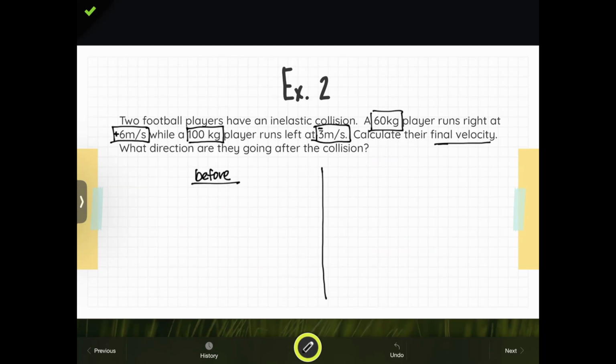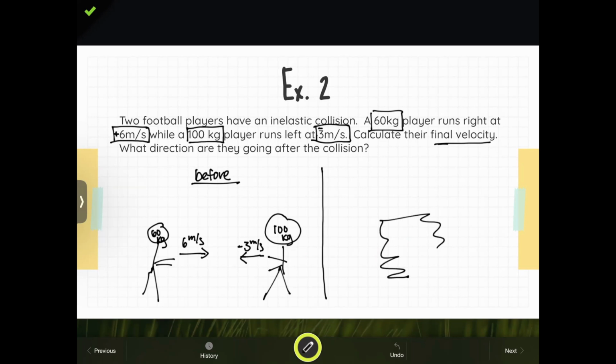As I'm doing my drawing, I have to be careful of right and left. So I've got my 60-kilogram football player running to the right at 6 meters per second, but my 100-kilogram player running to the left would need to have a negative velocity. Both momentum and velocity are vectors. Now, they have an inelastic collision, and you've seen my drawing skills. They kind of tumble together to make a total mass, because they stick together, of 160 kilograms.